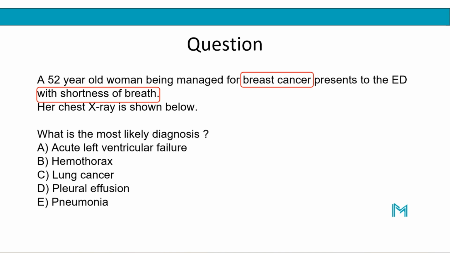So for the most likely diagnosis in this case, let's try to rule out the ones that we think are wrong, and then see what is left and decide on which is the best answer.